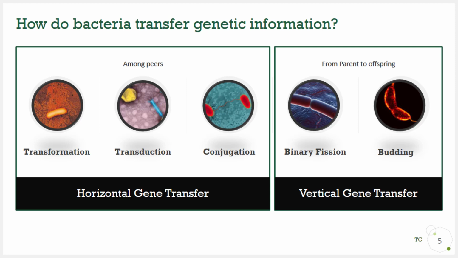But there is another way by which bacteria particularly can share their genes, and this is known as horizontal gene transfer or HGT. Horizontal gene transfer means that genes can transfer from one bacterial cell to another bacterial cell, even though they are not related in any way. They don't share a mother and daughter cell relationship. Rather, they are peers of each other. So you can call this peer gene transfer, from one peer to another. Now, how does this happen? This happens using three different processes. We'll talk about each one of these.